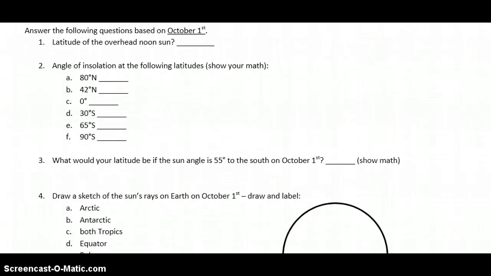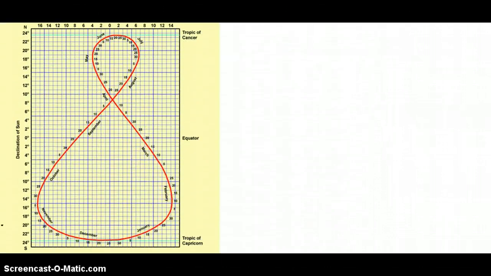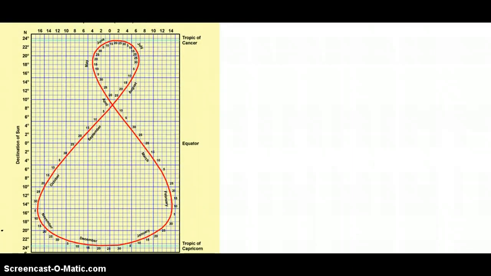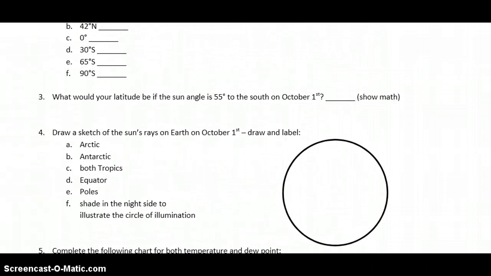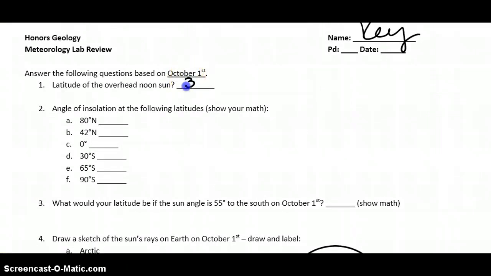So I'm going to scroll down, and here's my analemma. Not quite the same as the one in your lab, but still I can find October 1st right about here, and I can read over. We're 3 degrees and we are south of the equator. So the answer for the very first one is 3 degrees south. Now I'm going to use that to answer the rest of my questions.